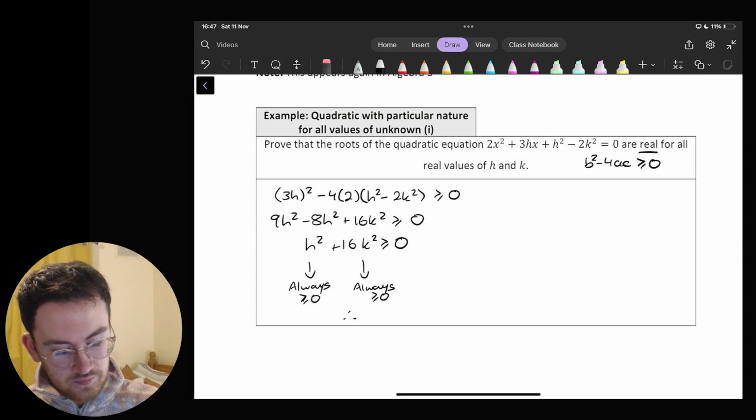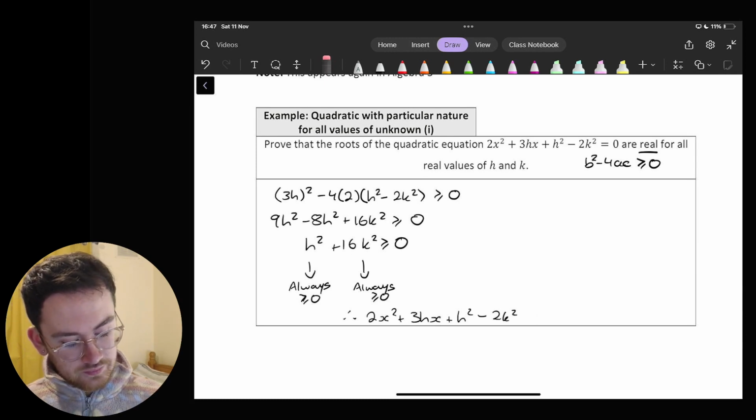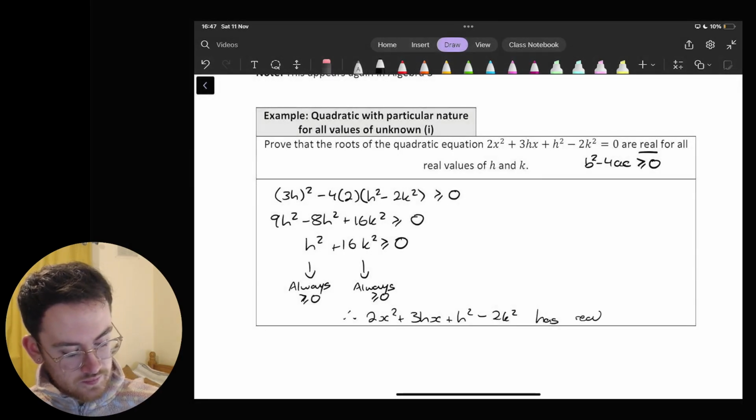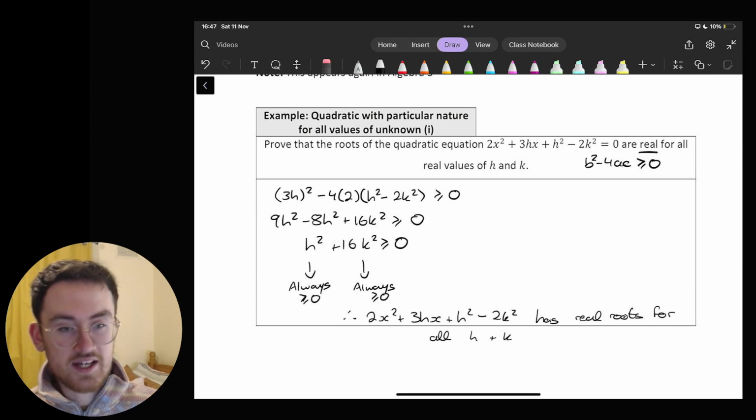So therefore, this equation 2x squared plus 3hx plus h squared minus 2k squared has real roots for all values, for all h and k.